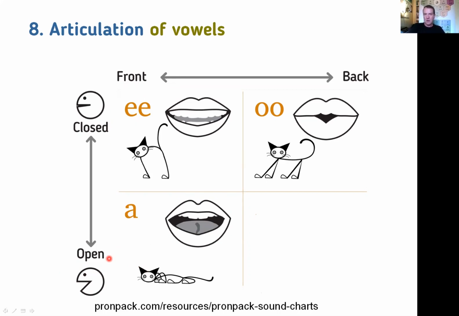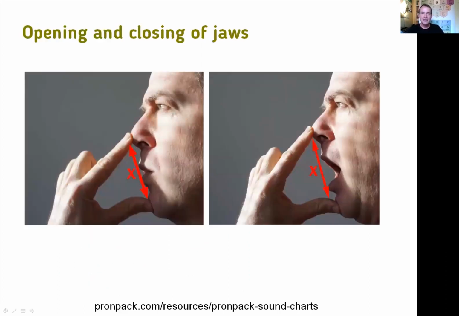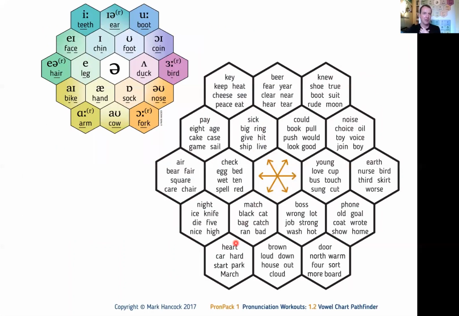So there's the experiment. More closed is shorter, more open is longer. E, ah. On the chart, the vowels with the mouth more closed are near the top. The vowels with the mouth more open are at the bottom. The vowels with the tongue nearer the front are on the left side, and nearer the back on the right side.